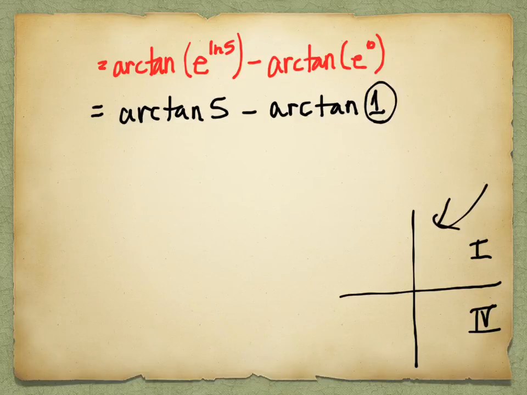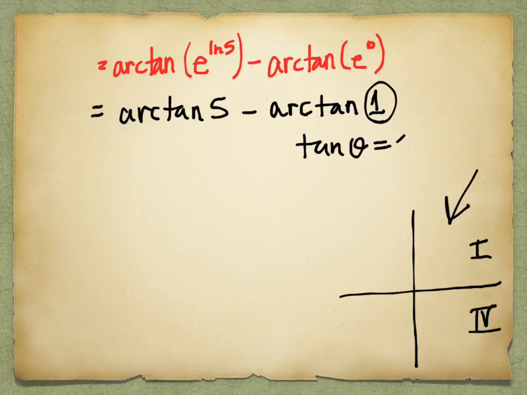Positive is 1, right? So this 1 right here is positive, so we're going to be in quadrant 1. In quadrant 1, what angle gives me a tangent value, this is equivalent to saying the tangent of theta equals 1. What angle gives me a tangent value that's 1? In the first quadrant, which angle measure? It's 45 degrees, which is pi over 4. So this is happening at pi over 4.